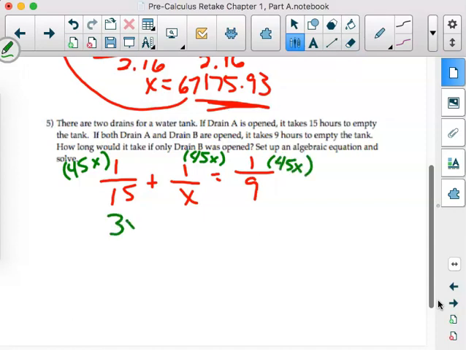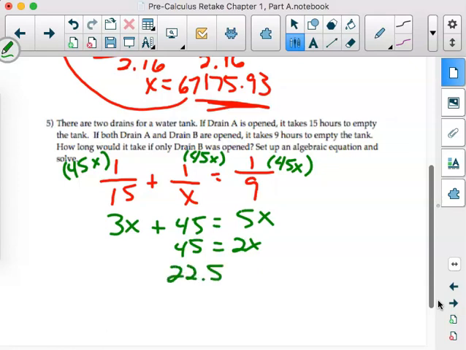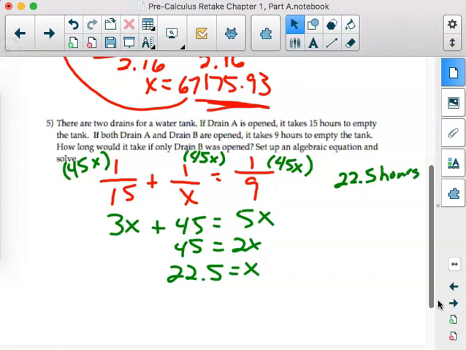And that will give you 3x plus 45 equals 5x by doing a little canceling, some reducing there. And then you'd put the x's together, so we would get 2x equals 45 by subtracting 3x from both sides, and 22.5 is x. And finally you put that together because it said how long, and the label here was hours. I was perfectly fine with 22.5 hours. I was perfectly fine with 22 hours and 30 minutes. That 22 hours and 30 minutes was actually a little more accurate than we wanted, so that's fantastic if you went that far.